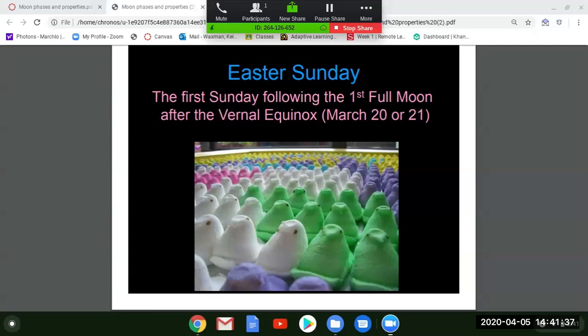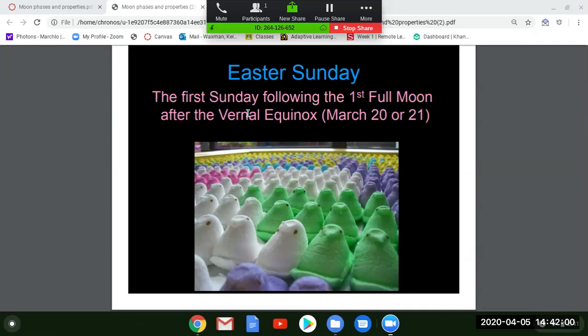I guess it's not called a herd. Is it like a cluck? A clutch? Oh, a clutch. A clutch, not a cluck. A cluck. A cluck of peeps. Look at this cluck of peeps.